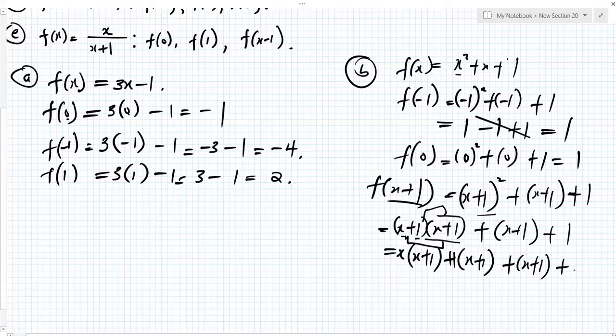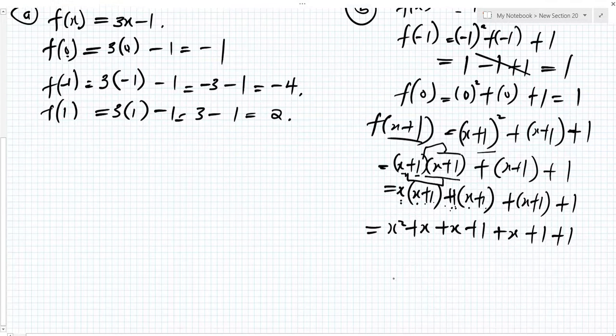So this times x, you have x squared. This times plus 1, you have plus x. This plus 1 times x, you have plus x. Plus 1 times plus 1, you have plus 1, plus x plus 1 plus 1.